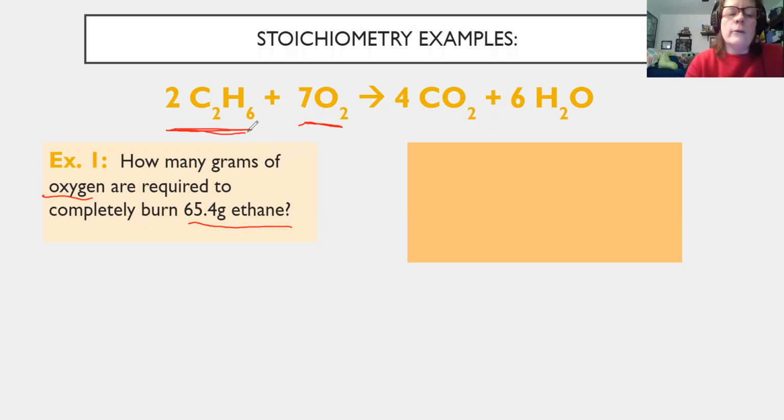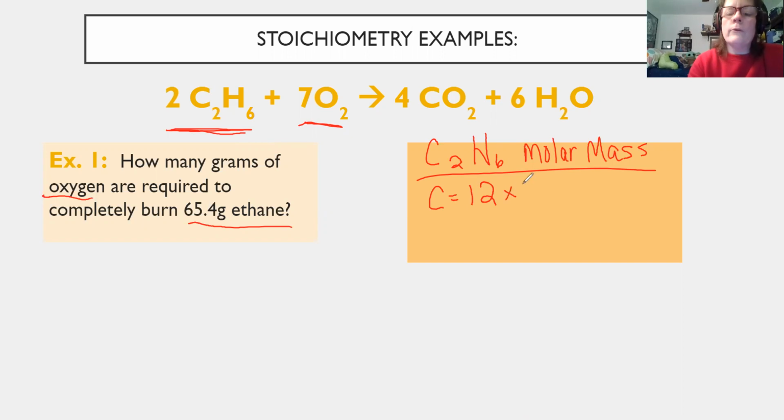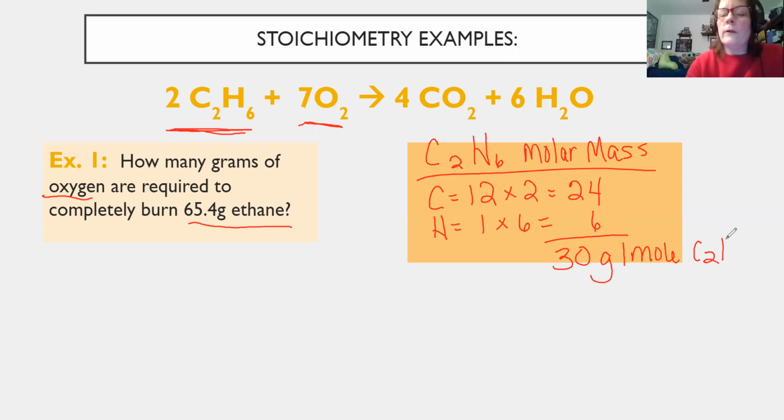Let's look at ethane, which is C2H6. What is the molar mass? If you look on the periodic table, carbon's atomic mass is 12 times 2, which gives you 24. Look on the periodic table for hydrogen. Its atomic mass is 1, but we have 6 of those, so we have 30 grams per mole of C2H6.